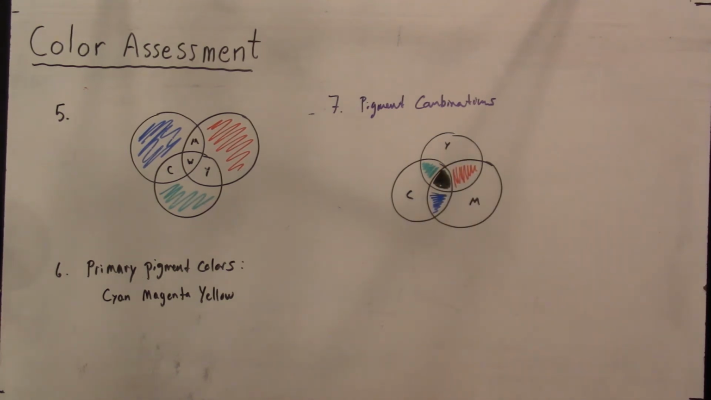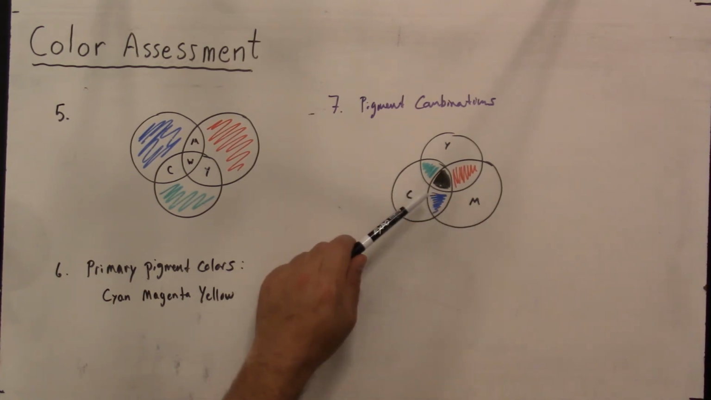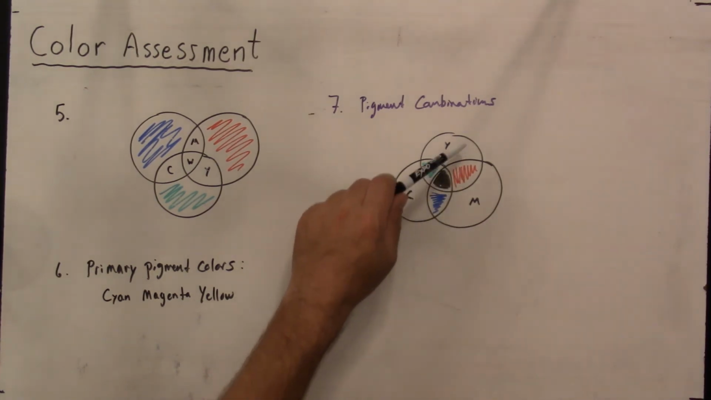What was the actual question? Oh, which color combination is not correct? If you do cyan and magenta, you get blue. That is correct. Magenta and yellow gives you red.